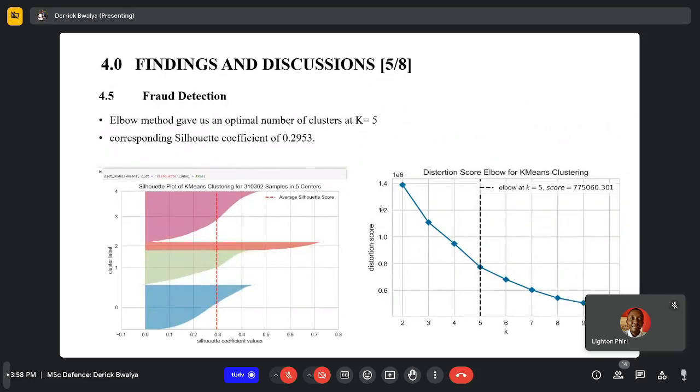On the fraud detection system, we employed the elbow method to give us the optimal number of clusters. The corresponding silhouette coefficient of 0.2953, chair, down there, gives us the output of that model. And on the right, this is just the elbow method giving us the output.